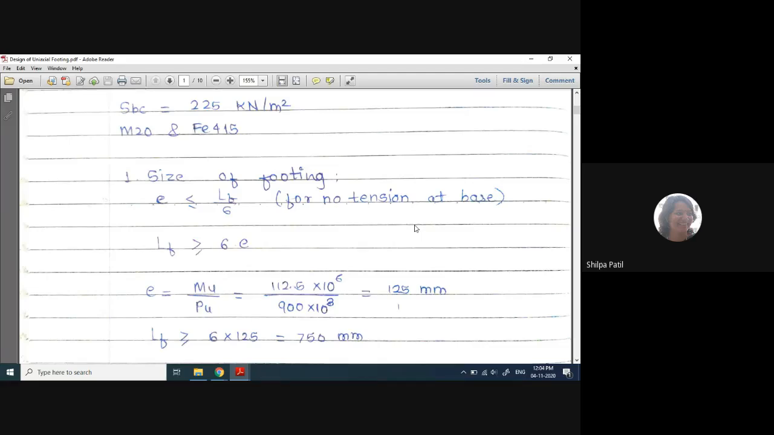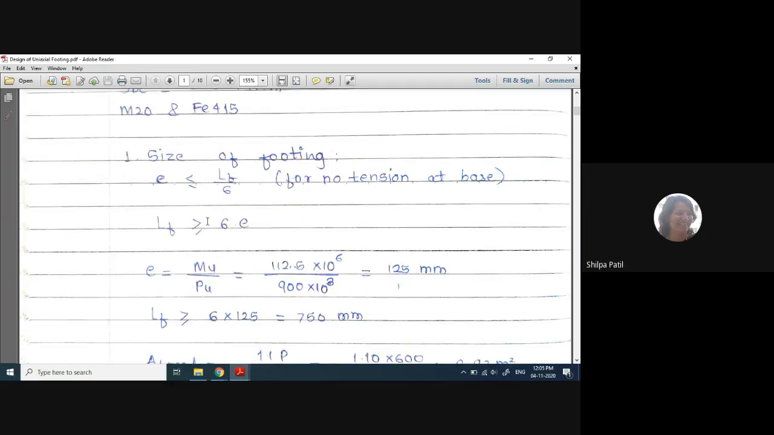Okay, so that eccentricity is practically checked at every corner, and whether all the corners remain touching the soil or not is checked, okay. We need to take care that the eccentricity should not exceed the value LF by 6. So for the no tension condition, E should be less than LF by 6. LF is adopted according to this condition, okay. So LF should be greater than or equal to 6 times the eccentricity.